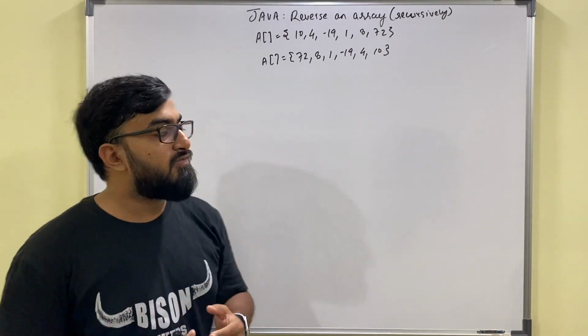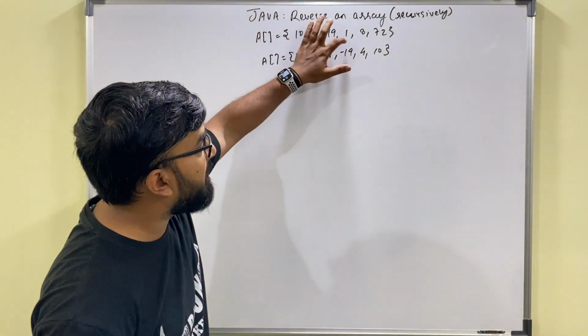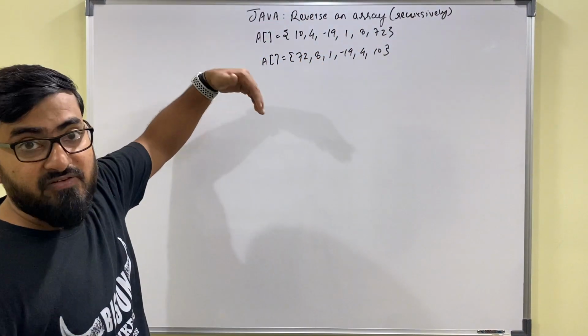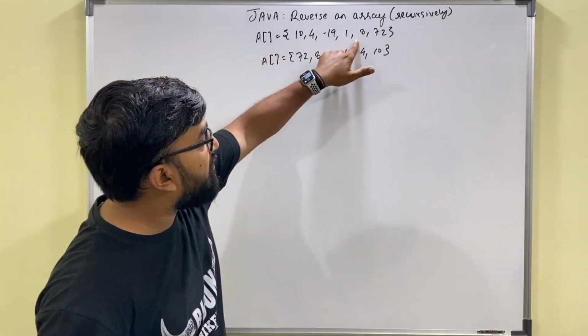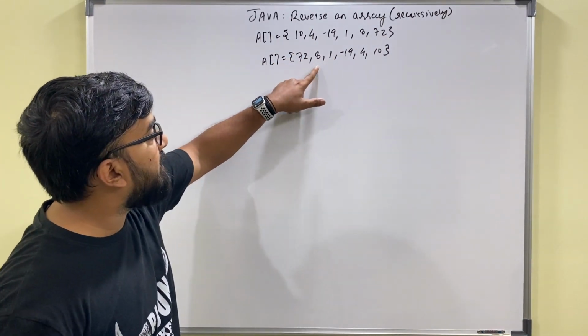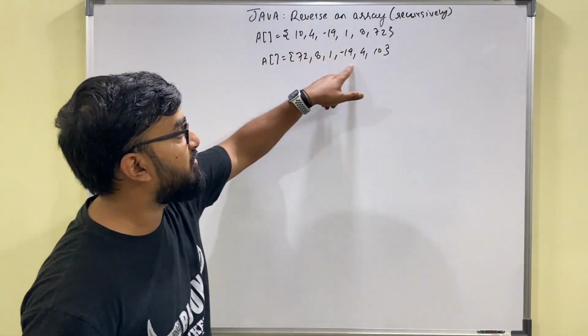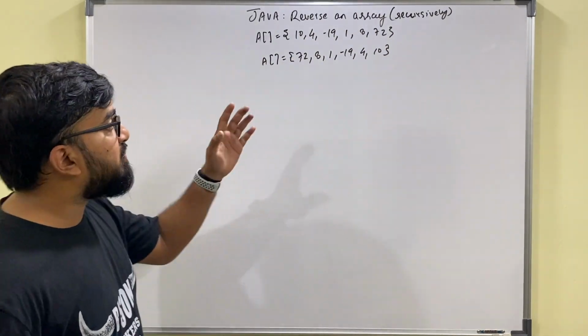So let's begin. We are given an integer array A, which I have taken here as 10, 4, minus 19, 1, 8, 72. And we have to find the reverse of A recursively, so that A becomes the reverse of its array, 72, 8, 1, minus 19, 4, 10. We have to use recursion to solve this. So how do we solve this recursively?